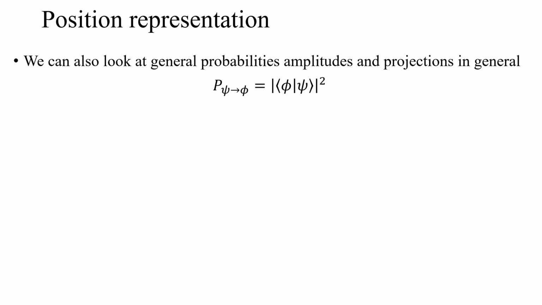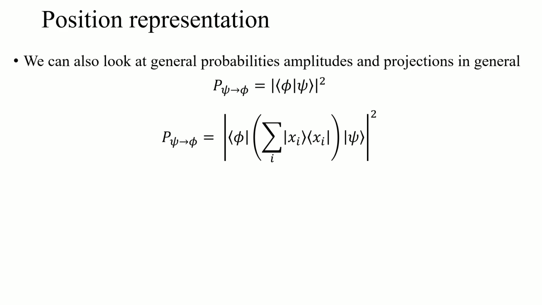So if we have a system in some state psi, and we want to know the probability of measuring that state in some other state phi, we would take this as the probability, just the projection of psi onto phi all squared, right? We can take that inner product, that probability amplitude, and we can throw an identity into the middle of it. Multiplying by that identity operator doesn't change the ket it's acting on in any way.